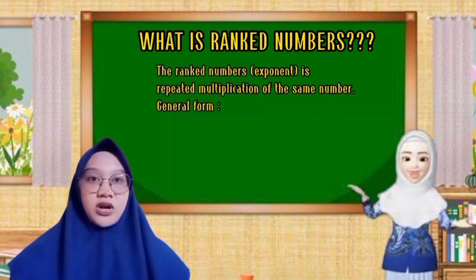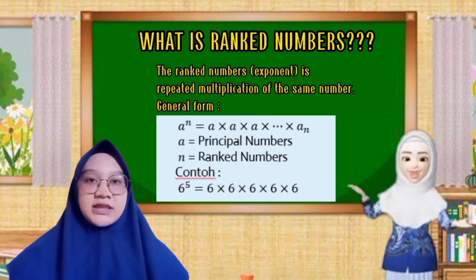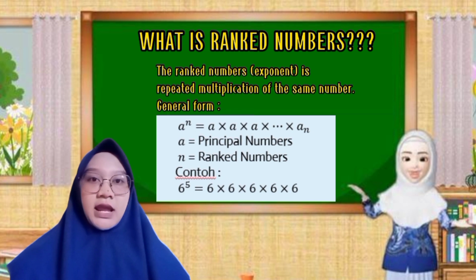A ranked number or exponent is repeated multiplication of the same number. General form, a to the n equals a times a times a and so on until times a, where a is the principal number and n is the ranked number. For example, 6 to the 5 equals 6 times 6 times 6 times 6 times 6. Because it is 6 to the 5, we write 6 five times.